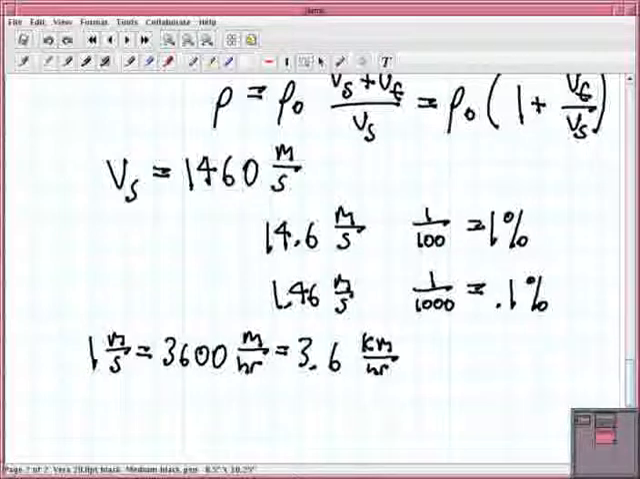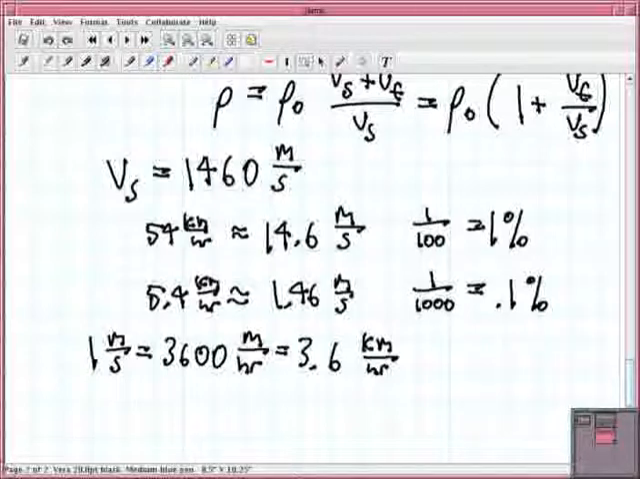That's going to be 3.6, half of 3.6 is going to be 1.8, 1.8, 5.4, 54. So this is going to be right about 5.4 kilometers per hour, and this is about 54 kilometers per hour. So this is the speed of a relatively slow car, 54 kilometers per hour, and this is not even a walking pace, 5.4 kilometers per hour.